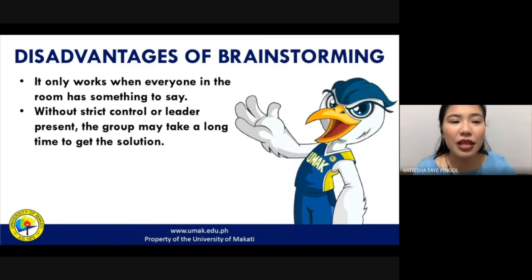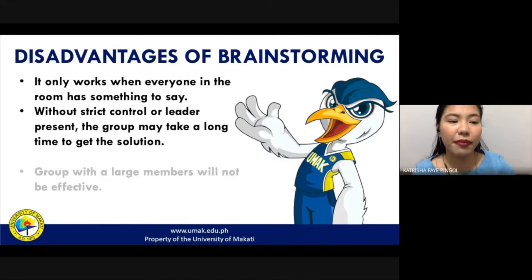Okay? So, in brainstorming as well, without strict control or a leader present, or at least someone taking charge, the group may take a long time to get the solution. So, someone from the group, especially if you're working in a group, might need to step up and be a facilitator of the brainstorming process.